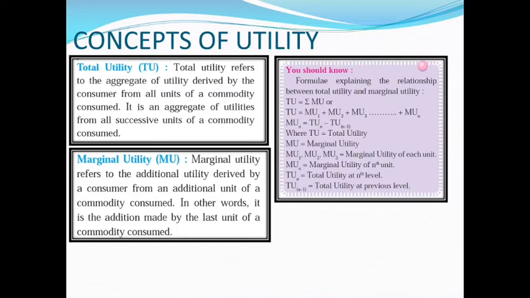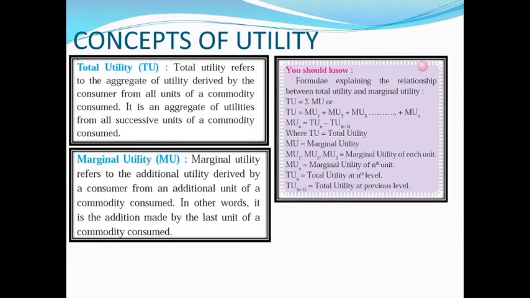So here we conclude that total utility is addition of all and marginal utility is nothing but only the additional utility derived from addition of one more unit. Basically, the formulas will make it more clear. TU is summation MU, whereas MU is nothing but TUn minus TUn minus 1, that is the net addition. In other words, it is the addition made by the last unit of a commodity consumed.